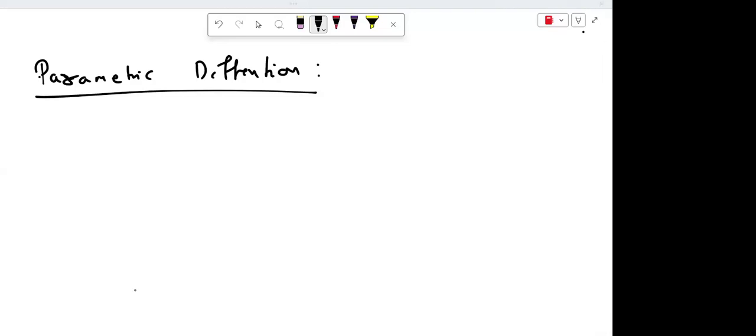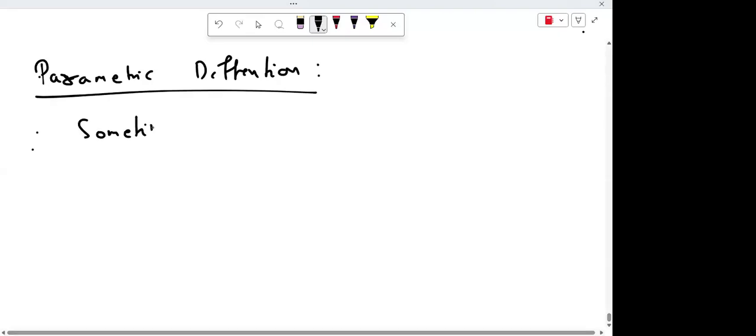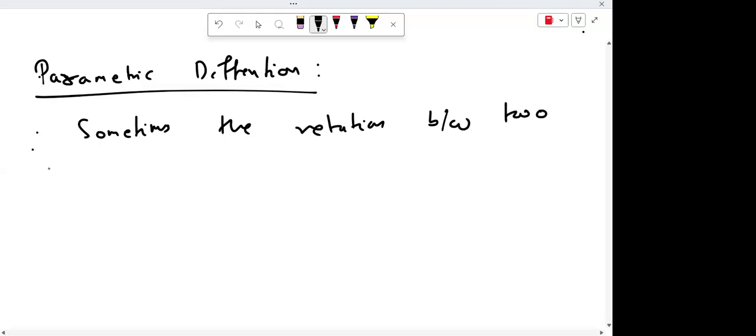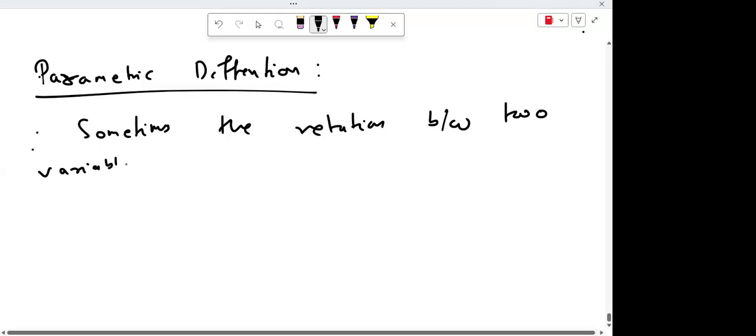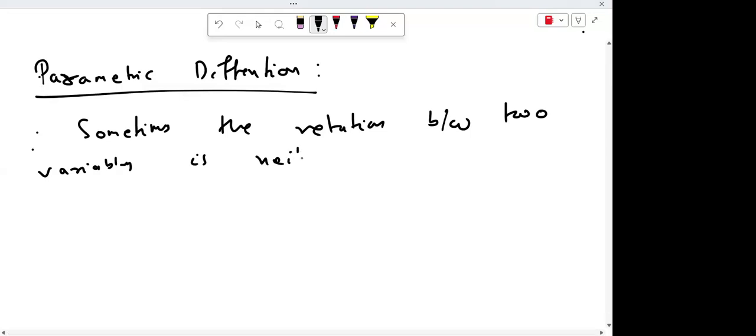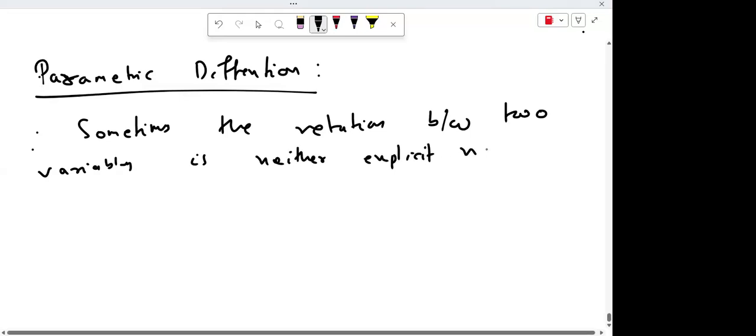Parametric function, parametric form, write it down. Sometimes the relation between two variables is neither explicit nor implicit.